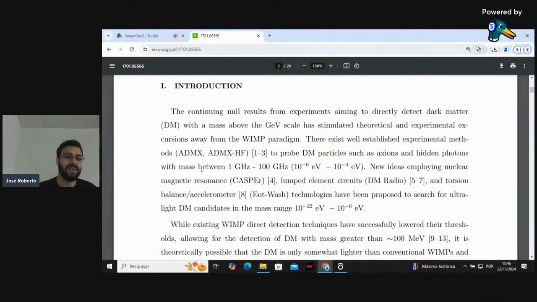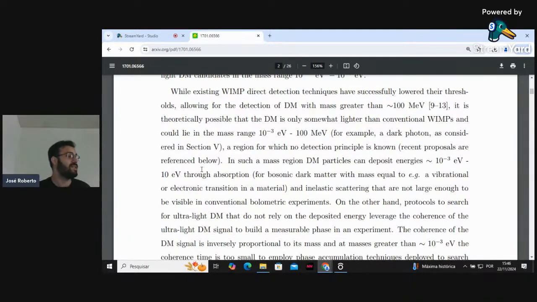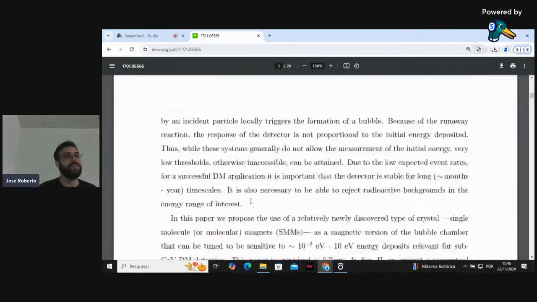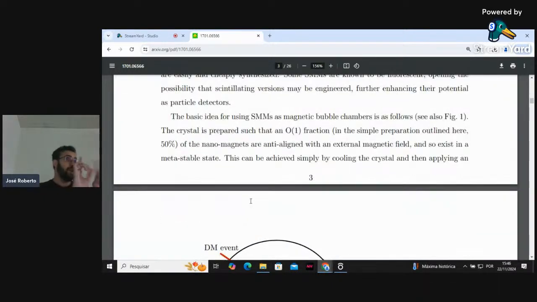So the basic idea is that we use a single molecule magnet crystal as a magnetic bubble chamber. Well, what is a single molecule magnet crystal? This is just a name for now. That is simply a crystal in which its molecules act as single magnets, which is straightforward. And they are separated by regions which make the interaction between them anomalously weak.